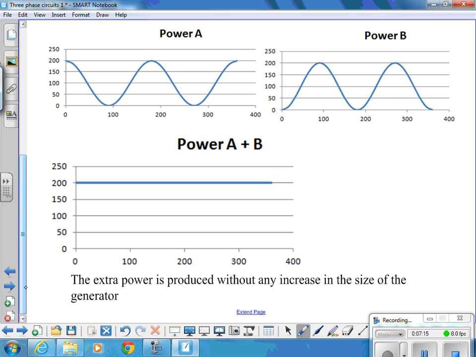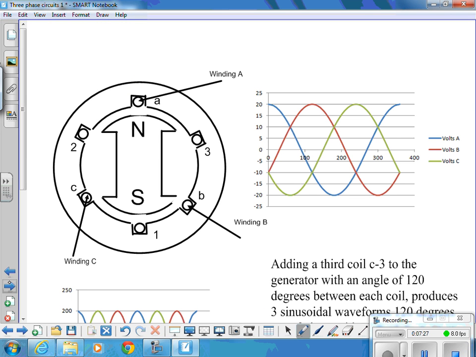Okay? So that's what happens if we were to go for a two-phase generator. So why go for a three-phase one? If we add a third coil, winding C, that is C-3, we'll end up with three coils 120 degrees apart from each other. So here's the start of winding A, the start of winding B is 120 degrees round, the start of winding C is another 120 degrees round from that. We then get three sine waves, all 120 degrees out of phase with each other.